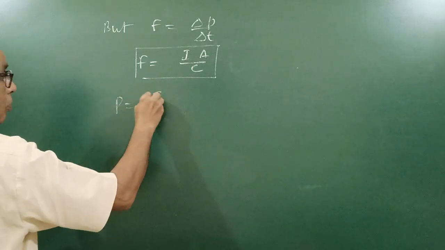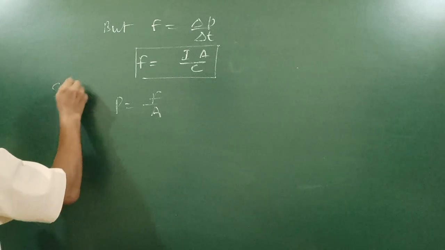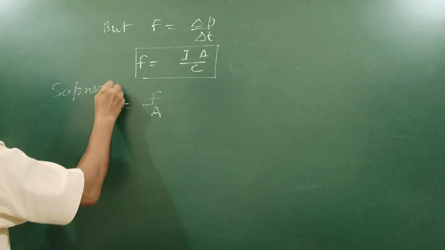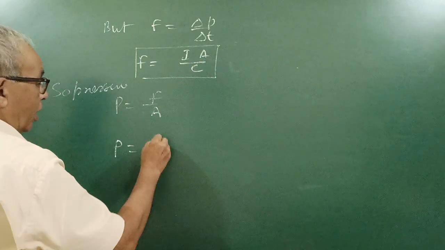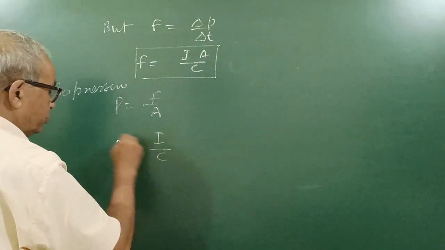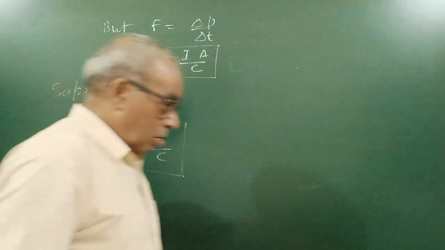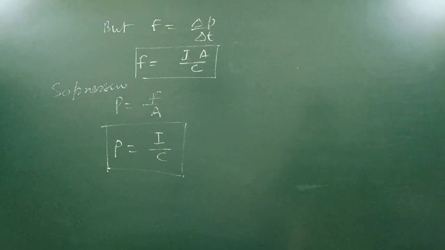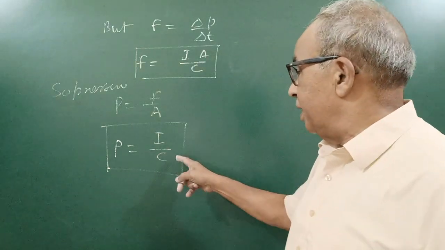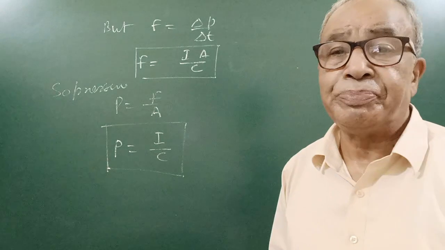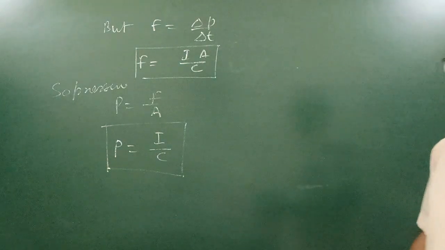Pressure is equal to force upon area. So pressure P is equal to I upon C. This is the pressure exerted on a body due to radiation of intensity I, and C is the speed of light. And this pressure is called radiation pressure.